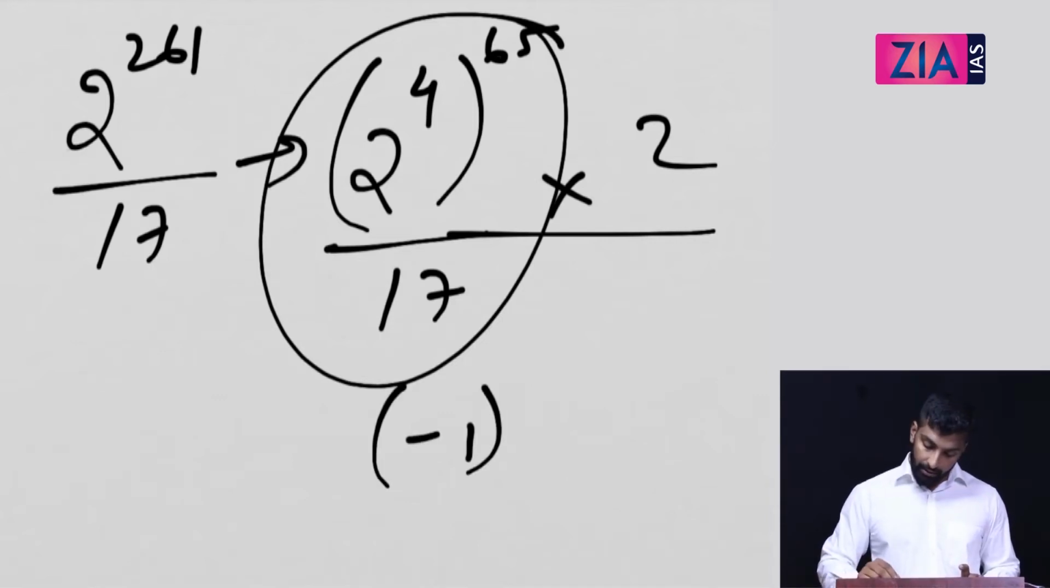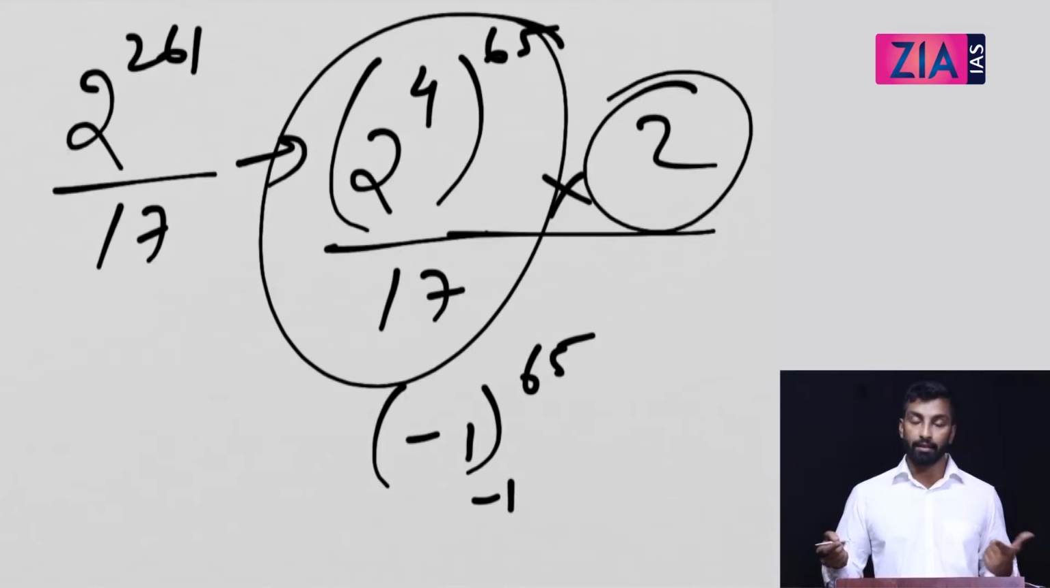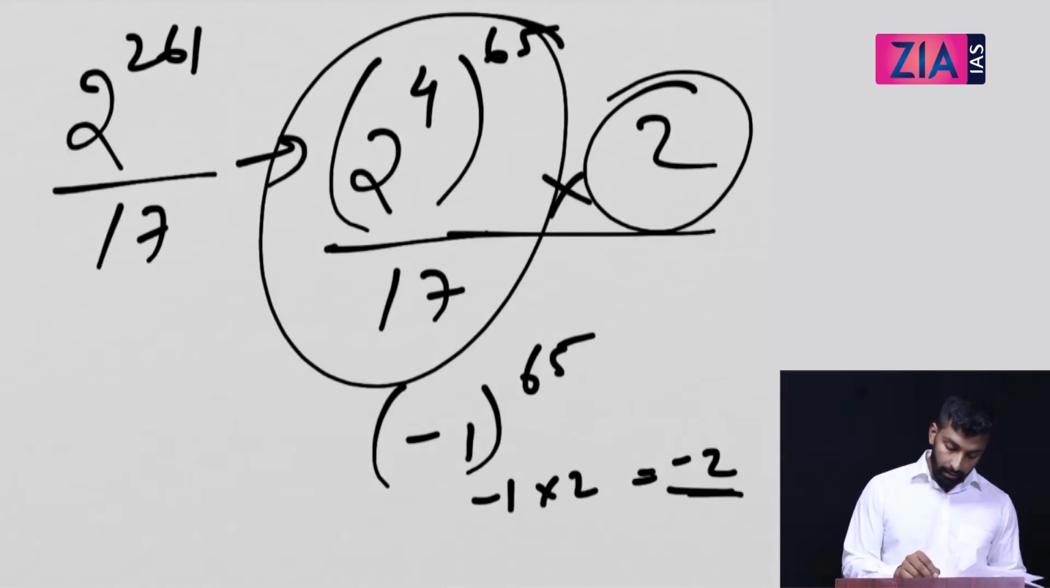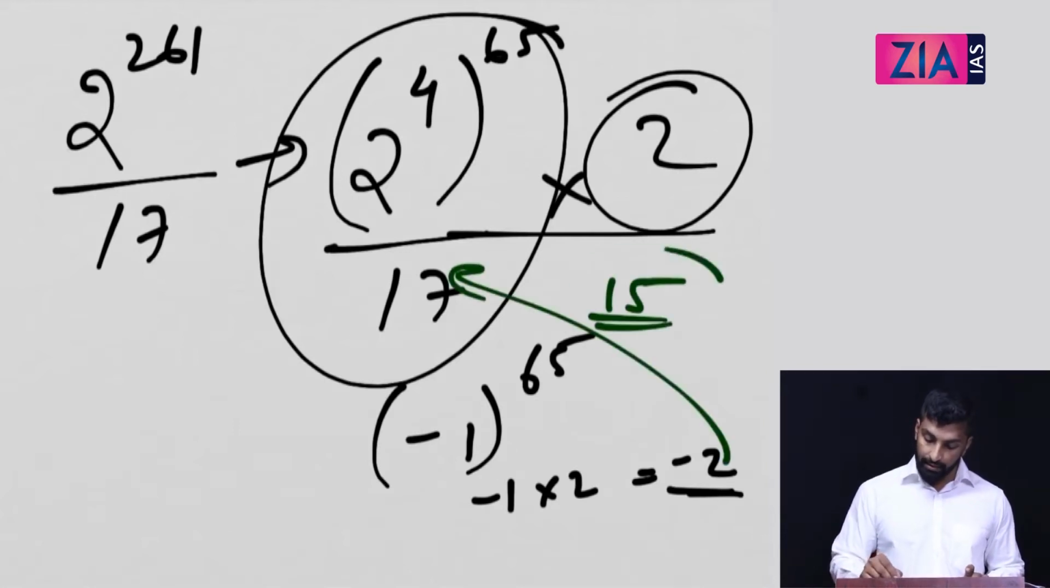And -1 raised to 65, if you do, you'll get -1 as a remainder. Then you apply the basic remainder theorem that we have discussed. Into 2, you'll get -2 as a remainder. But -2 you cannot get, so you will take the difference from 17. That means 15 as your answer.